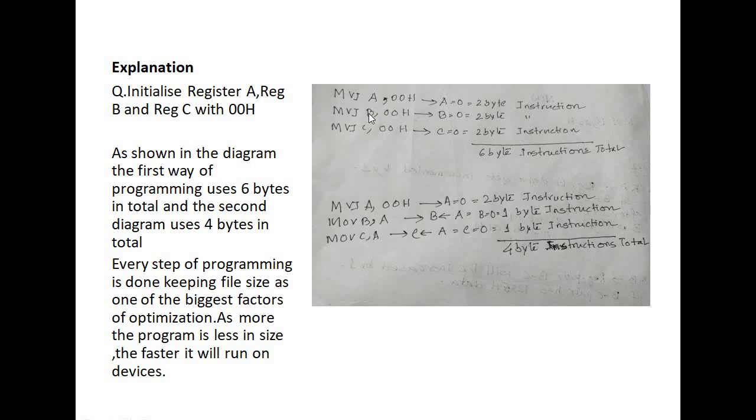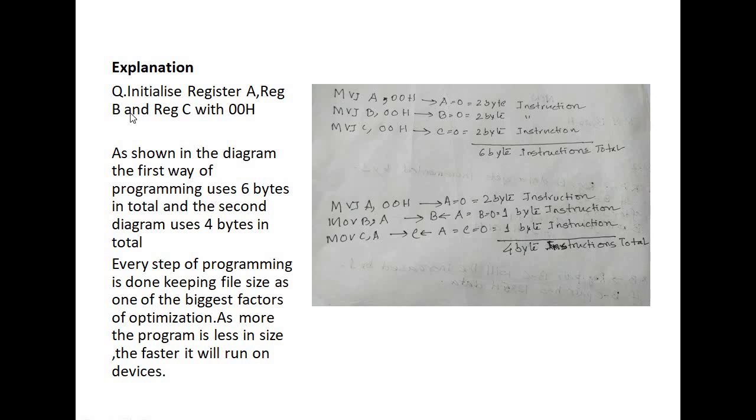MVI B, opcode 1 byte, 00H 1 byte, 2 bytes. MVI C, opcode 1 byte, 00H 1 byte, so 2 bytes. So how many bytes of instructions in total? How many memory locations will it take? 6 memory locations, because one memory location contains 1 byte. It will take 6 memory locations in total.